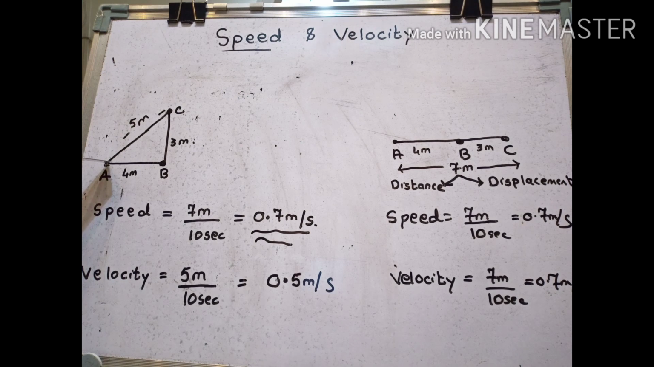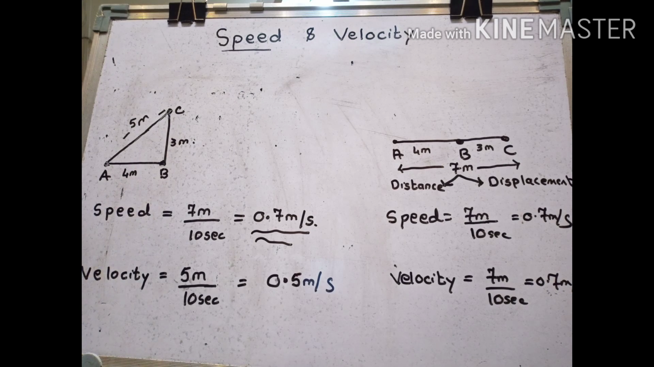We discussed this case in the previous lecture. You have a body moving from A to B covering 4 meters, and then from B to C covering 3 meters. So the initial position is A, the final position is C. So distance is AB plus BC and displacement is AC, and AC is here 5 meters. This is 4 meters, this is 3 meters, this is 5 meters. This is the shortest distance between A and C.